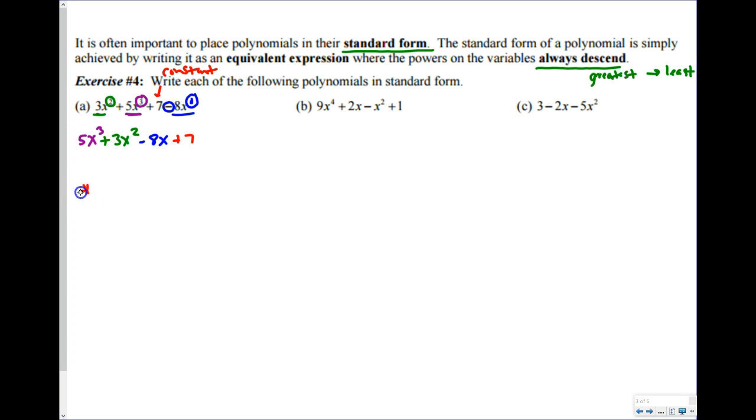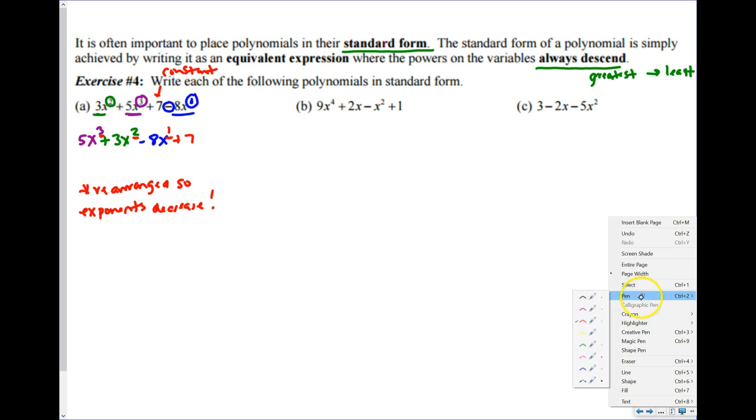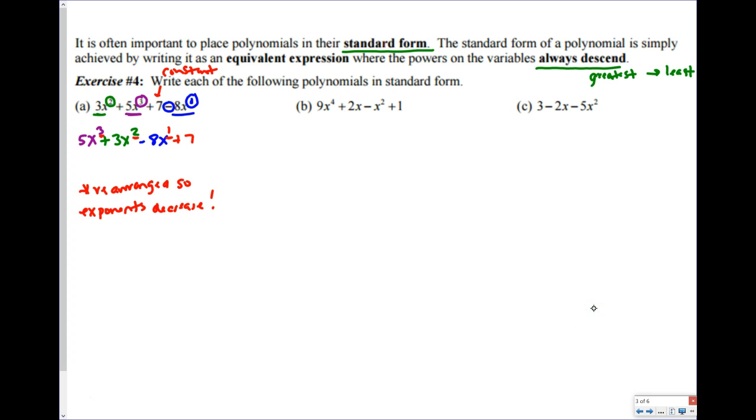So basically what I've done is I've rearranged so exponents decrease. I've started with the 3, the 2, the invisible 1, and the constant. That's how you should write a polynomial. I'm just rearranging it to make it fit in standard form. So for this next one, okay, I'm going to look for my highest exponent. That's this one, 9x to the 4th. So 9x to the 4th.